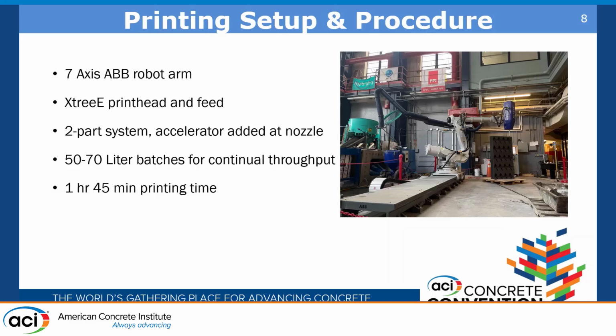This is a 2-part system, so that accelerator is added right at this nozzle, our accelerator being an aluminum sulfate. And what this allows for is us to keep our 30-minute open time throughout this entire process, which is necessary, but then to achieve sufficient stiffness and buildability as it is deposited. We create 50 to 70 liter batches at a time and add them to our system. And for each of our walls, it took roughly an hour and 45 minutes to print.